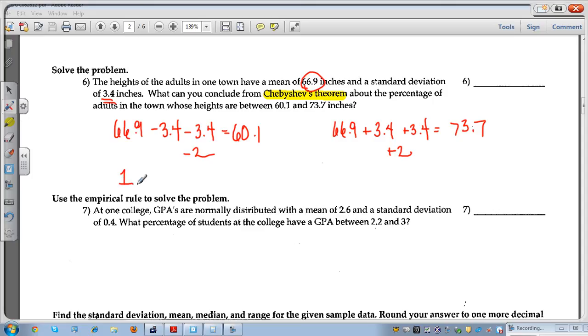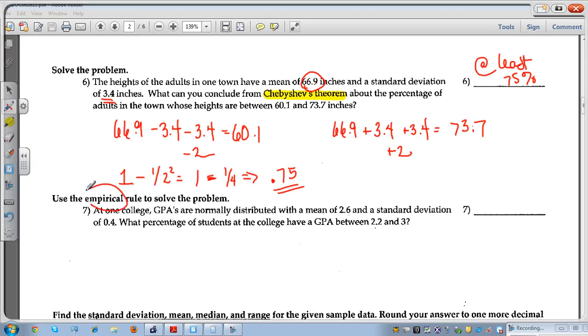Now the formula is 1 minus 1 over k squared, where k is the number of standard deviations that we're talking about. So 1 minus a 1/4. But it's always going to work out the same way. So really all you need to remember is that if you're 2 standard deviations of the mean, you have at least 75% of the data. And if you were 3 standard deviations away from the mean, then it'd be 1 minus a 1/9, which would be 89% of the data.